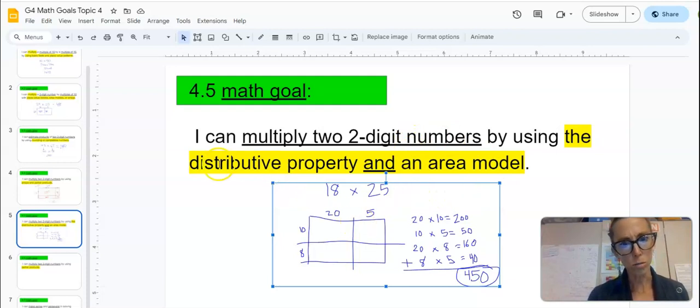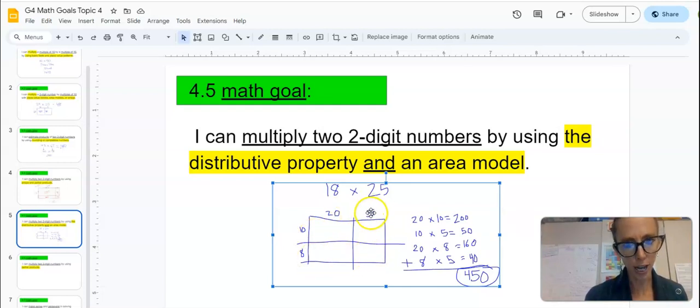And we make use of the distributive property as we are using the area model. So for example, the 20, I'm going to distribute through to the 10 and the 8.